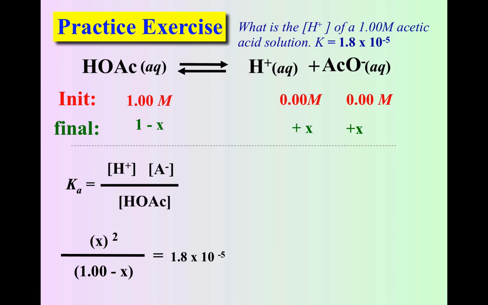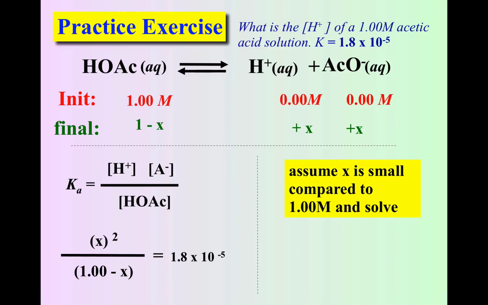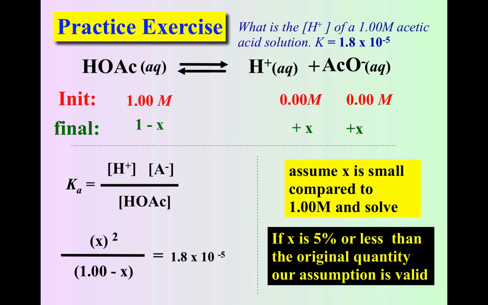Now, this would be a hard one to solve for if it weren't for the fact that the K value is so small. So in this situation, what I can do is ignore how much I'm losing of the acetic acid. I'm barely losing any. It's 10 to the negative 5 in terms of a K value. So if I do that, it makes it a lot easier to solve. So I make the assumption that X is really small compared to my 1 molar concentration. I can do this as long as I don't have an error greater than 5%.